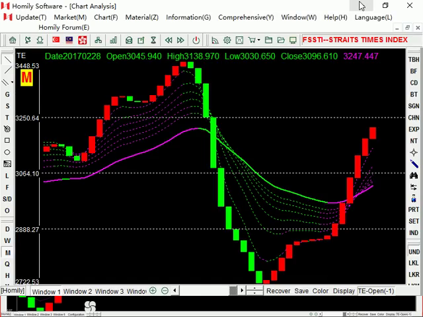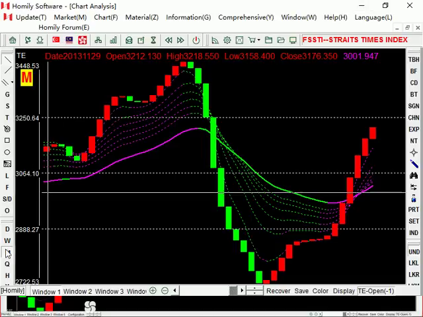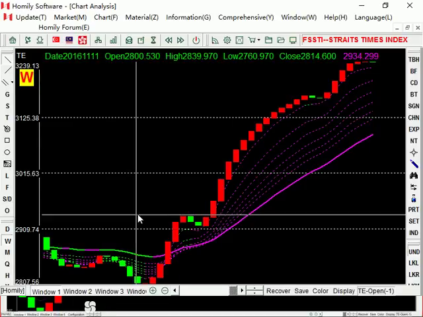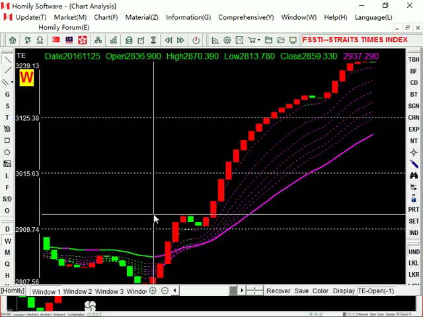Just now we learned the monthly chart. Then we can check the weekly chart. For the weekly chart, we can see here the trend is still up, and the candlestick is red or green. A green candlestick means there will be some short-term correction, okay? So we can see here, green turning to red means a short-term rebound.